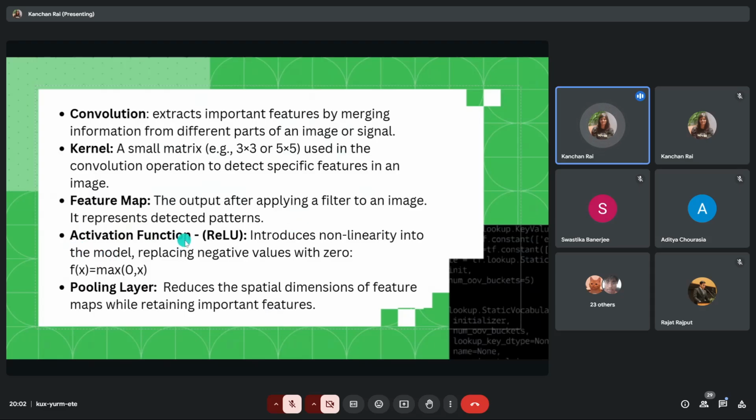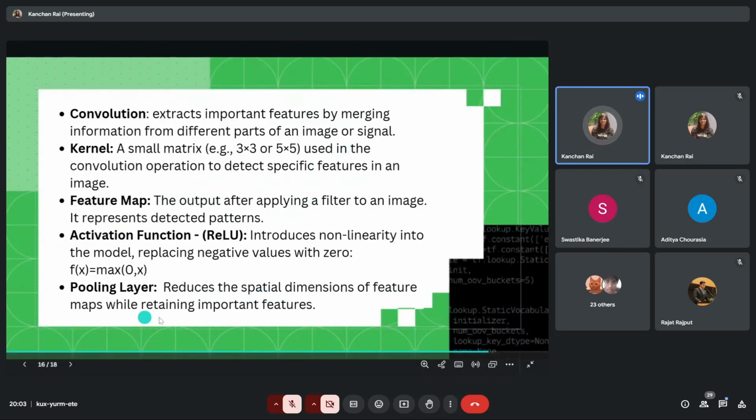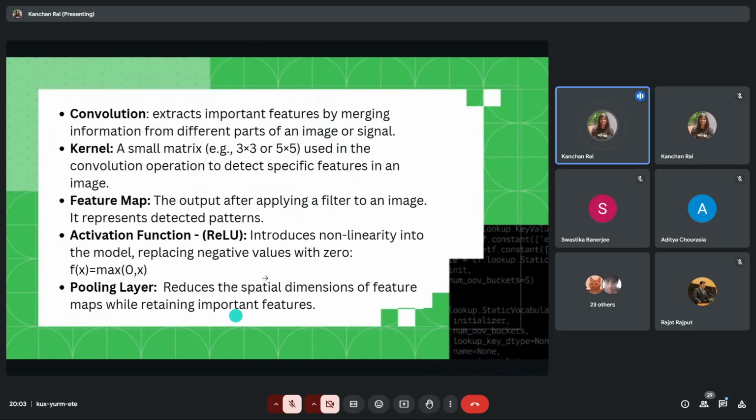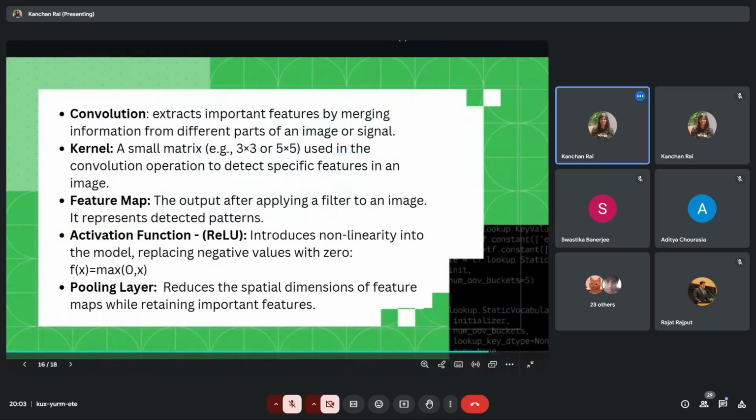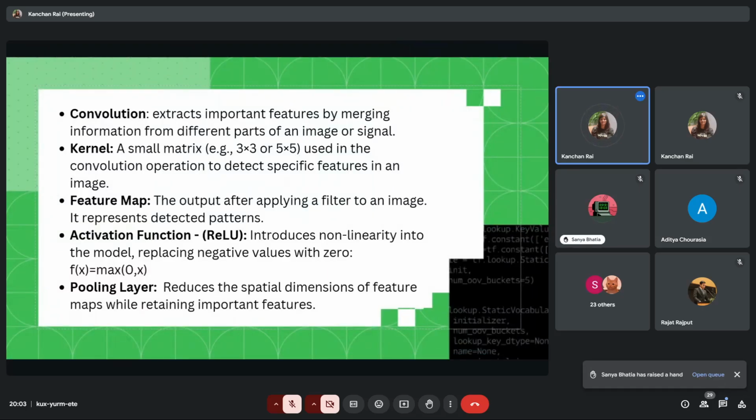Then comes activation function. It introduces non-linearity into the model by replacing negative values with 0. Then is your pooling layer. It reduces the spatial dimension of feature map while retaining important features. यहाँ तक समझ में आया? Yes, Sanya.